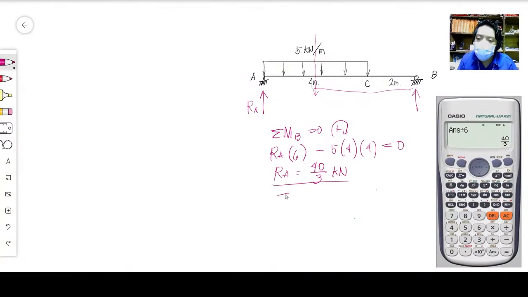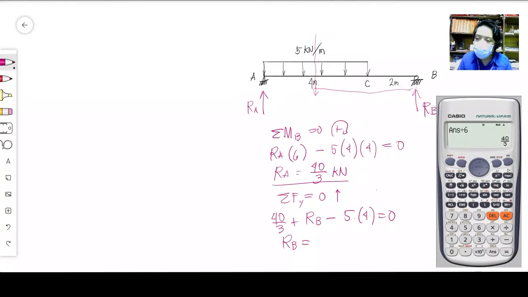For RB, we use the summation of forces along Y equal to 0, taking upward as the positive forces. So we have RA, that is 40 over 3, plus RB, right here, minus 5 times 4, equal to 0. So your RB is equal to 20 over 3. This is the value of RB.